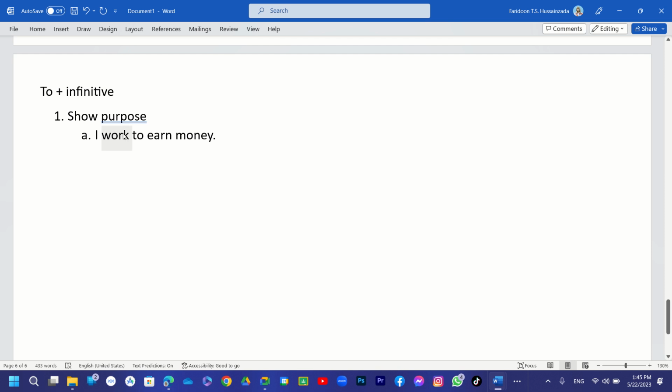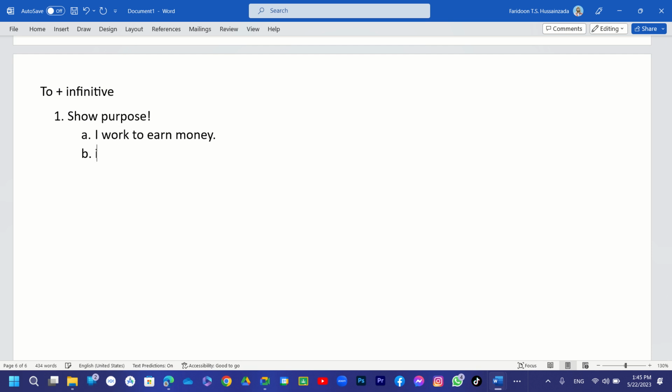So I work means yes, I'm working. That's good. Now, if you want to show the purpose or the target of why you work, then you use to plus infinitive. See? To plus infinitive for verb one. So I work to earn money. It's kind of like, to earn money, I have to work.